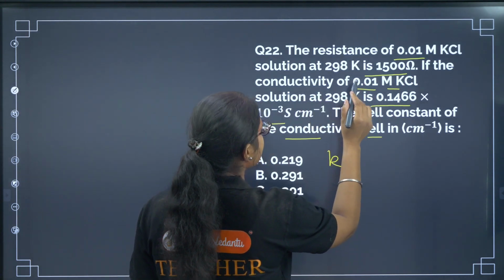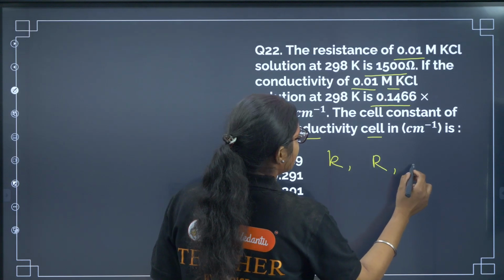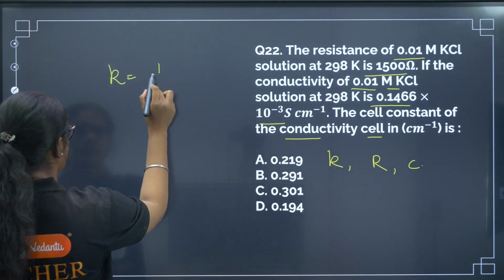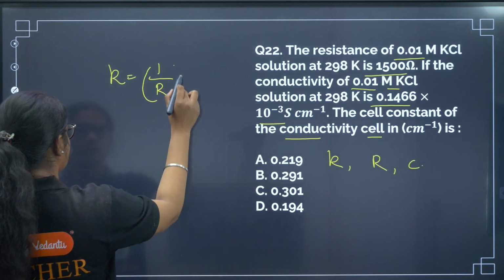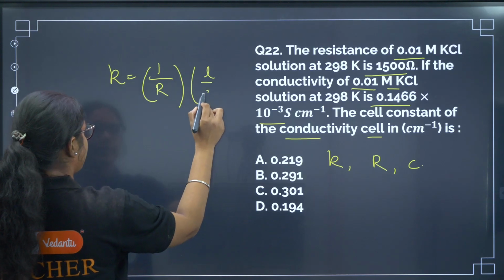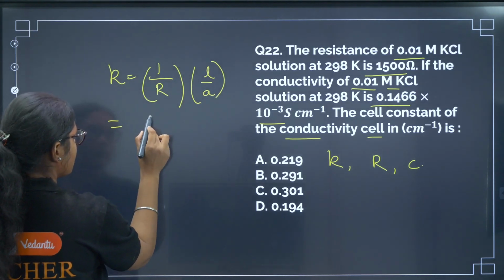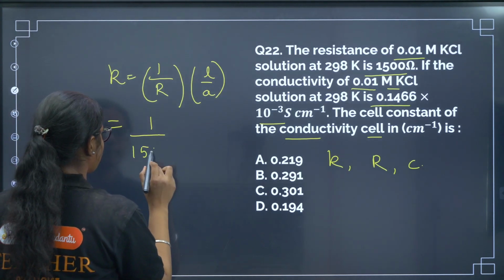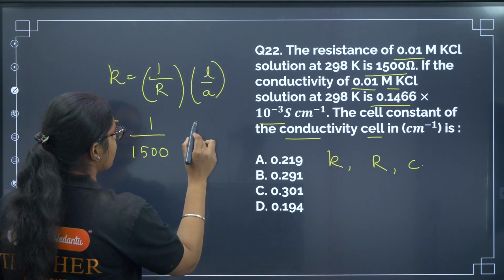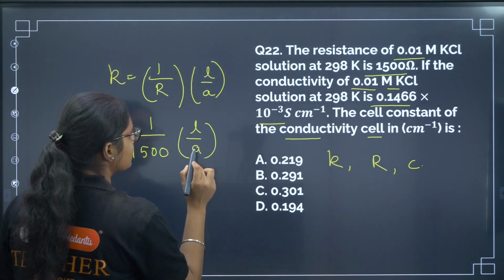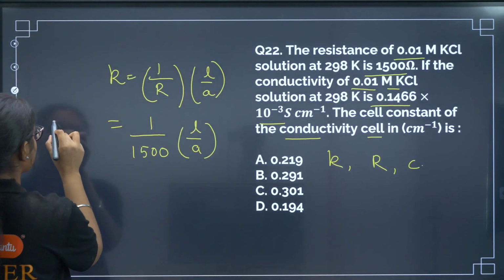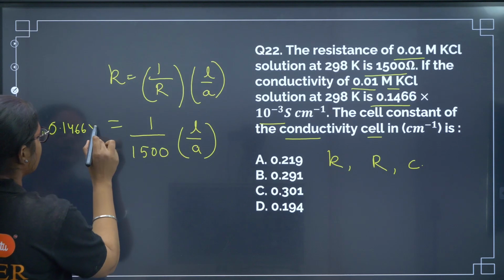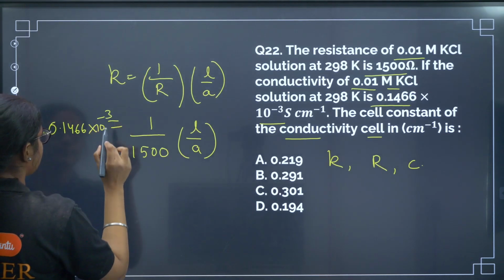Then we have resistance given, concentration given. We know this formula: kappa is equal to 1 by R into L by A, right? Now what is 1 by R? What is the resistance value given? 1500, and L by A we have to find out, that is the cell constant, and the kappa value is 0.1466 into 10 to the power of minus 3.